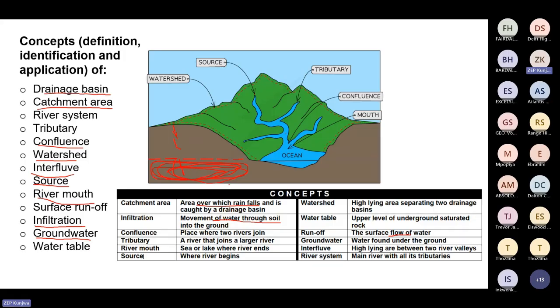Ms. Mpoya, you will let me know if there are any questions with regards to any of the concepts that we are talking about here. And then, as I've said, the water table here, it says this is the upper layer of the underground saturated rock. What is this saturated rock? This groundwater here is kept in a rock. This rock is called an aquifer.